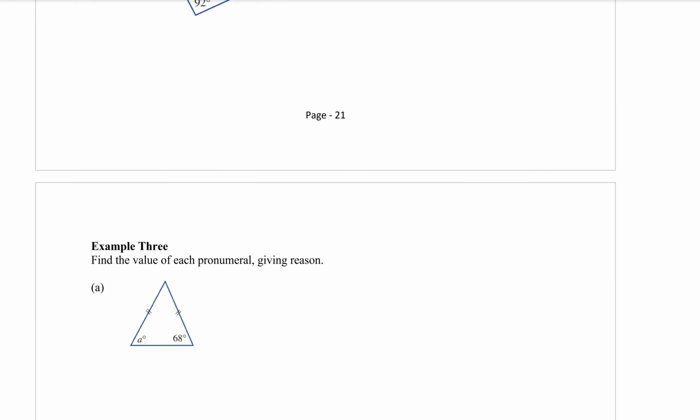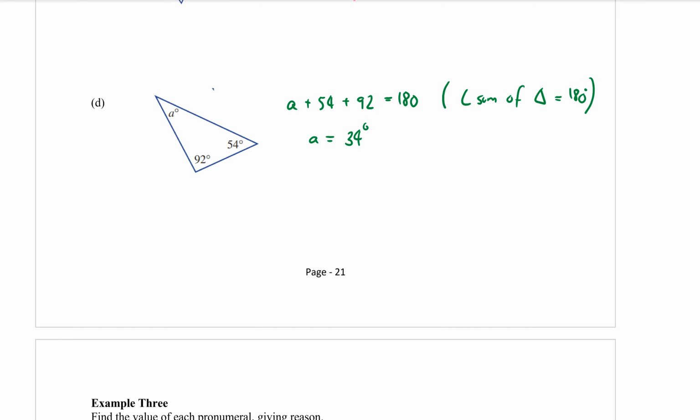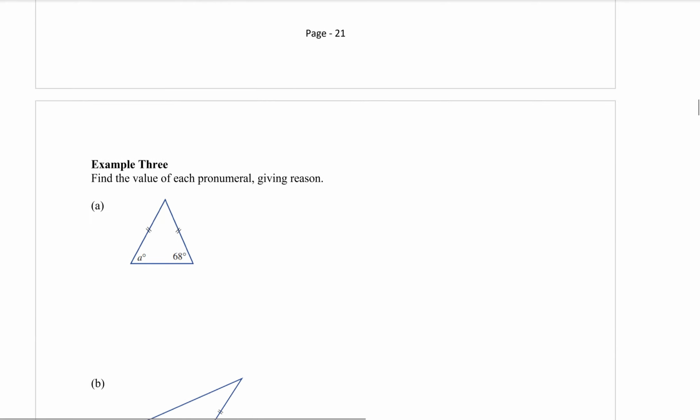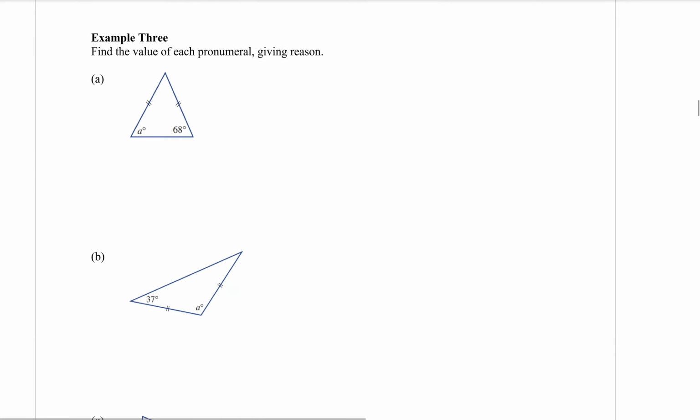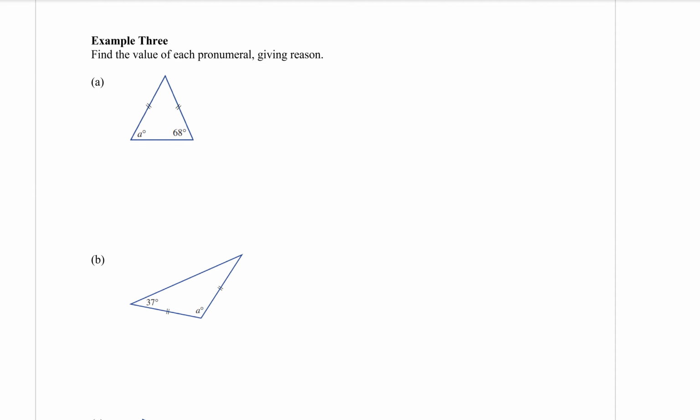Okay, so hopefully you can see that those questions are very, very similar. We want to change it up a bit now in example number 3. We still want to find the value of each pronumeral and we still need to give reasons, but some of our different types of triangles are going to come in here.